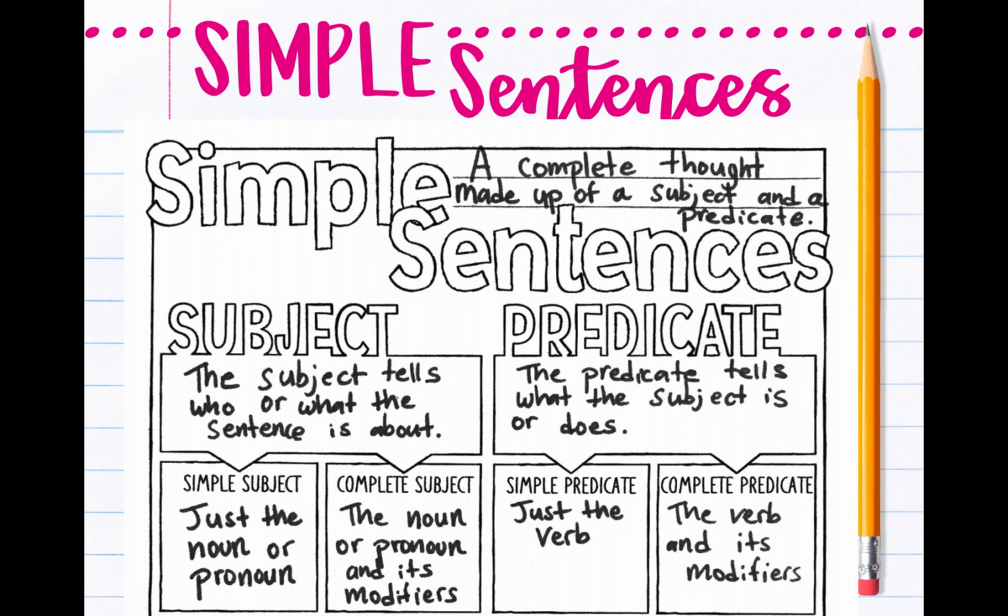A simple sentence is a complete thought made up of a subject and a predicate. And we always have our subject, which tells who or what the sentence is about. The simple subject is just the noun, the one word, or pronoun, like the letter I, and the complete subject is the noun or pronoun and all of the words in the subject. If it's complete, it means all of the words. The predicate tells what the subject is or does, and it's the verb. And then the simple predicate is just the one word verb, the action word. The complete predicate is the verb and all of the words in the predicate, if it's complete.